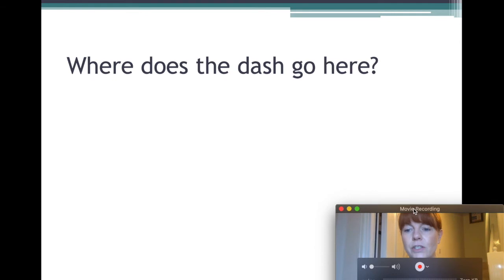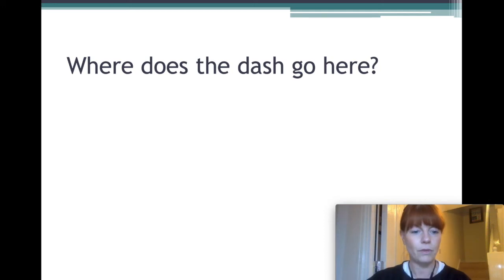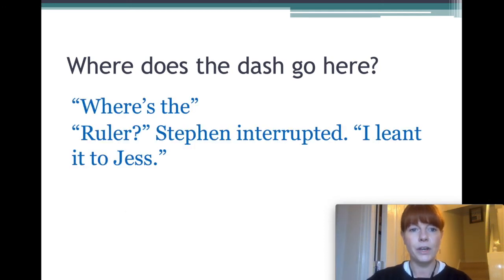Okay, so on the next slide, I'd like you to have a go at making these sentences right by adding a dash to them. Okay, so here we go. "Where's the ruler?" Stephen interrupted. "I lent it to Jess." So I would like you to write that out and put the dash in the correct place. You can pause the video as you're doing that. So pause the video now and I will give you the answer in a moment.